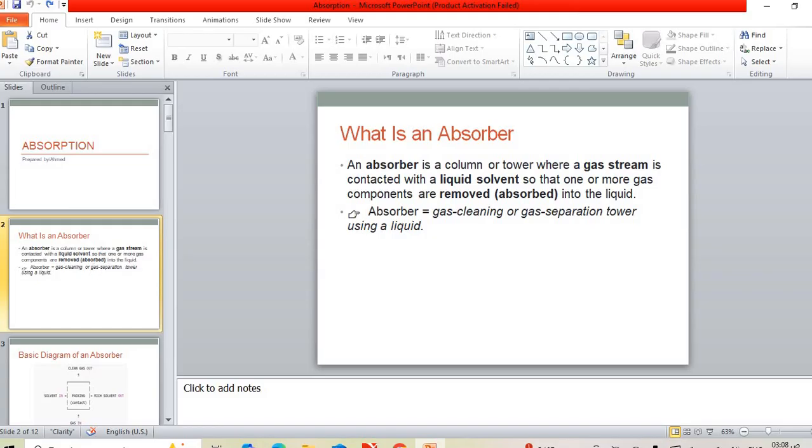An absorber is a column or a tower where a gas stream is in contact with a liquid solvent, whereby one or more gas components can be removed or absorbed by the solvent itself. So in general, this process is considered a gas cleaning or gas separation tower using a liquid. Unlike the distillation column, which is responsible for separating crude oil by difference in boiling point, in this case the separation targets a solvent, which is a liquid in our case.